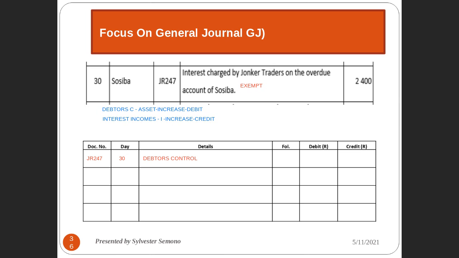And obviously, I'm going to credit interest income. As you can see, it's very easy like that. And you just put 3,400, and then you put 2,400. Just like that. Narration, you can just say interest charged on the overdue account. It's up to you guys. This one is very easy. Can I switch over to the next one, ladies and gentlemen? Thank you so much for that.